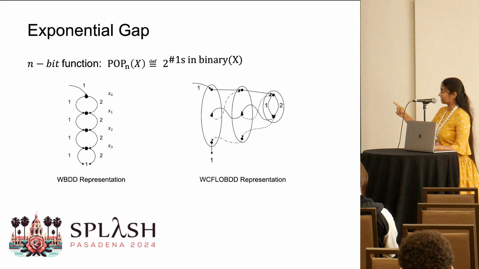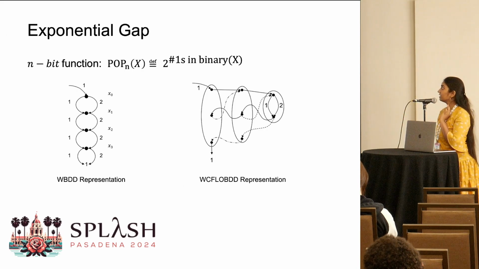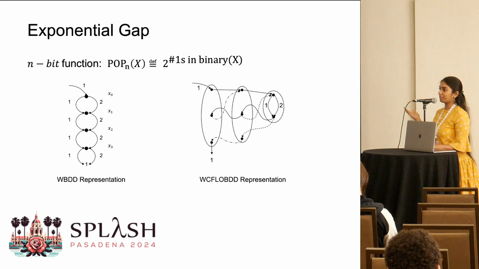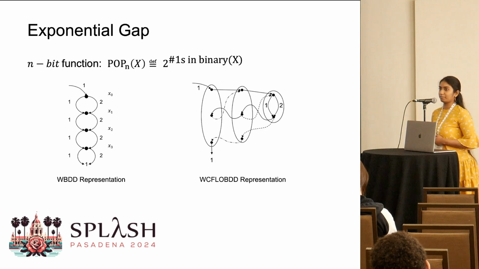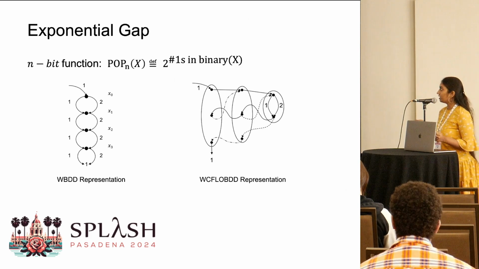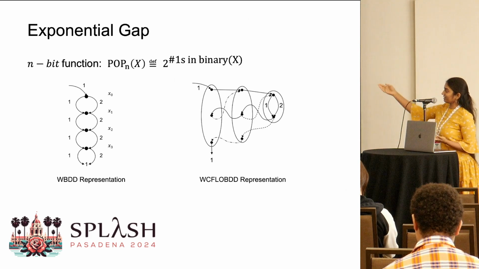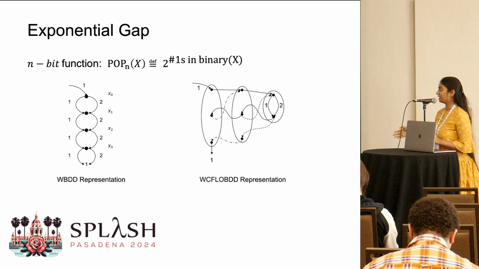Let's take a look at the population function over an n-bit variable set. It is 2 power the number of ones in the binary representation of x. The left-hand side shows the weighted BDD representation for this function, where for every decision, you have 1 as the weight for the 0 decision and 2 as the weight for the 1 decision. As you can notice already, there's a lot of similarity.